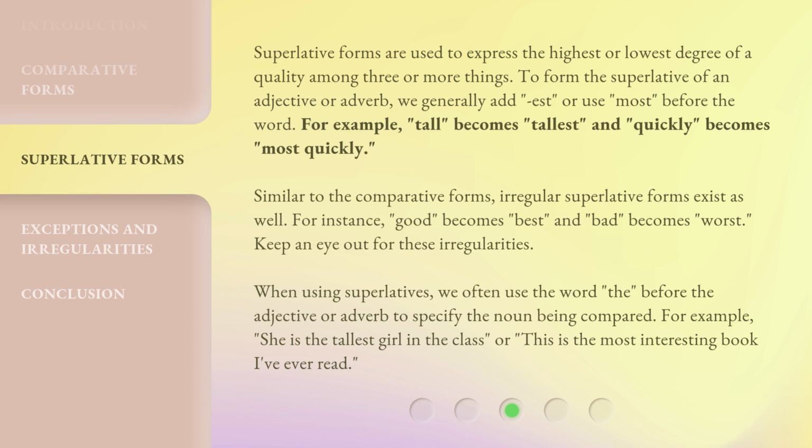When using superlatives, we often use the word the before the adjective or adverb to specify the noun being compared. For example, she is the tallest girl in the class, or this is the most interesting book I've ever read.